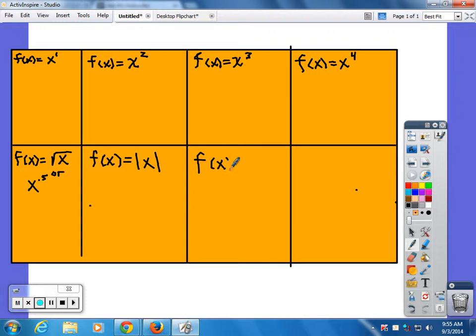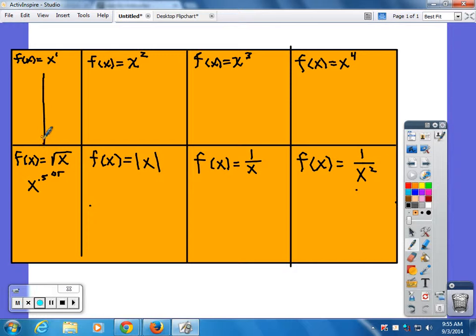f of x is equal to 1 over x, and f of x is equal to 1 over x squared. Now, if you had me for 102, we probably just did 4 or 5 of these. I added on a couple more because you need to know what they look like. What I want you to do right now is go ahead and fill out most of those if you can. What do they look like? Draw a cross in each one, a graph, and just sketch what you think they look like.